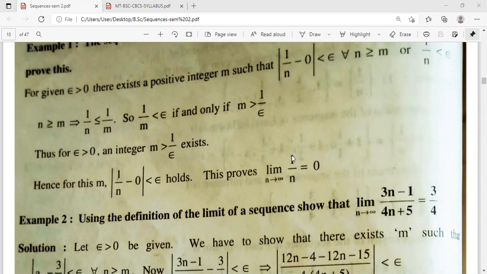Here n equal to 0, a_n equal to 1 by n. That's why you are writing it. You are just using the definition you are writing. You keep n on one side, remaining on the other side, and you write the same here. You can get it easily.